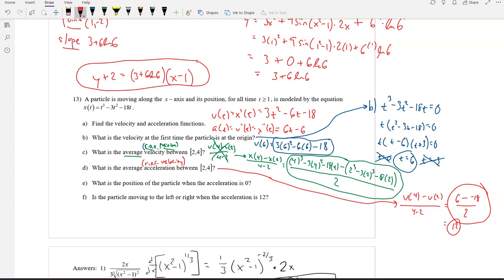Okay. All right, letter E, what is the position of the particle when the acceleration is 0? All right, so again, multi-step problem here. Where should we start with letter E?